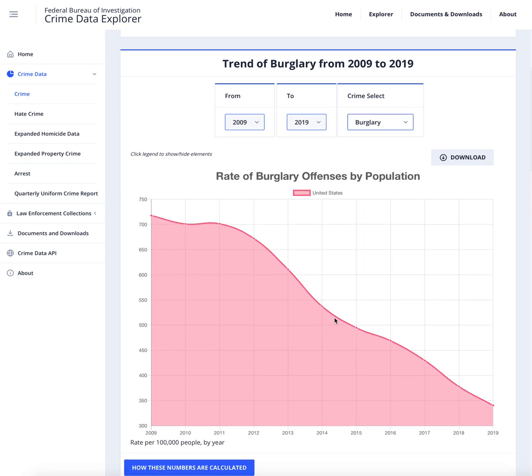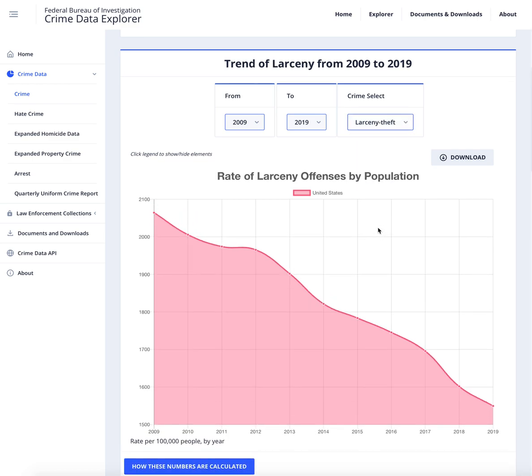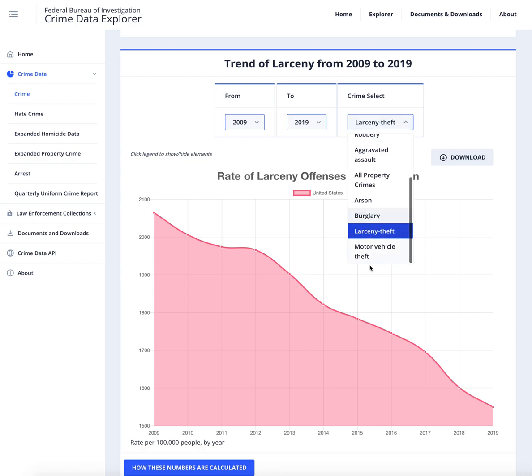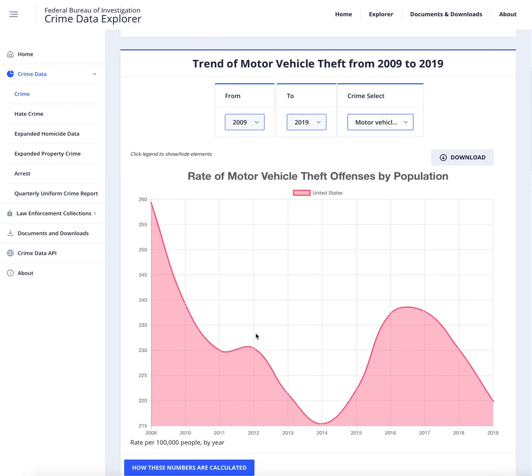And we can look at each of these little index crimes. Burglary follows the general trend, down. What about larceny theft? The only one that's kind of weird is motor vehicle theft, which follows the violent crime trend of a little bit of an uptick for a couple of years before it starts going back down. On this graph, 2019 is the most recent data, but I could go back further.